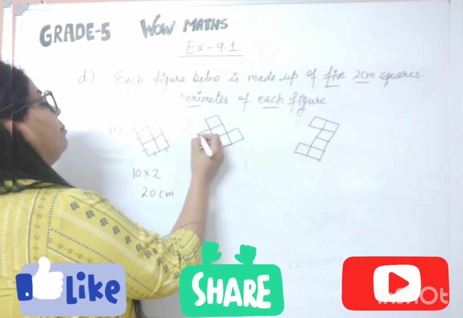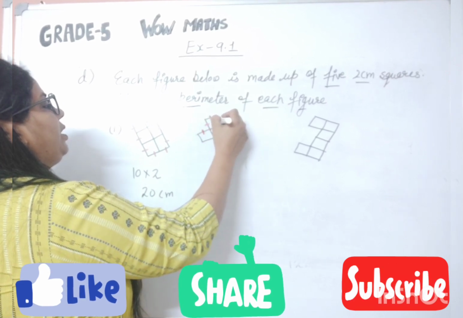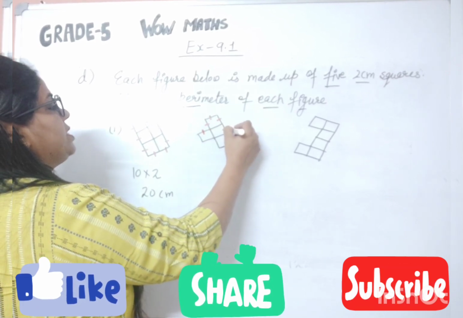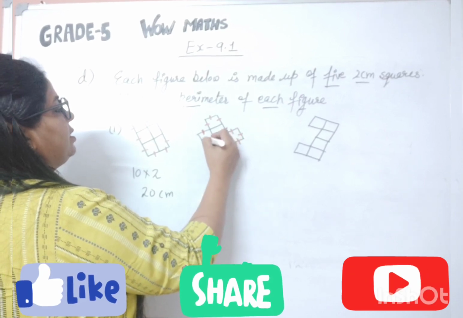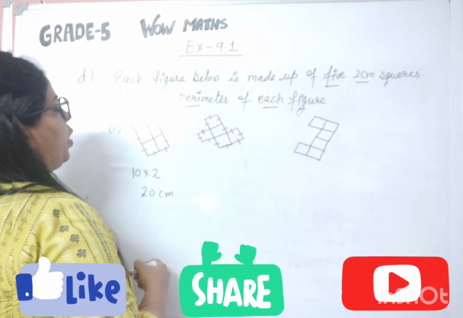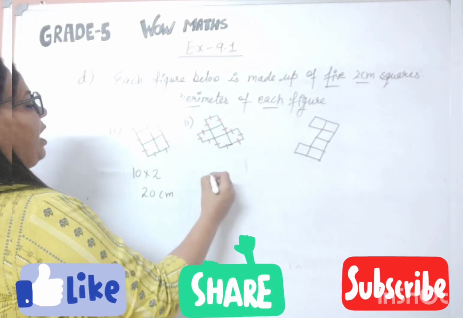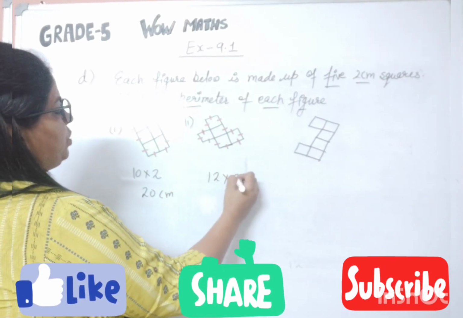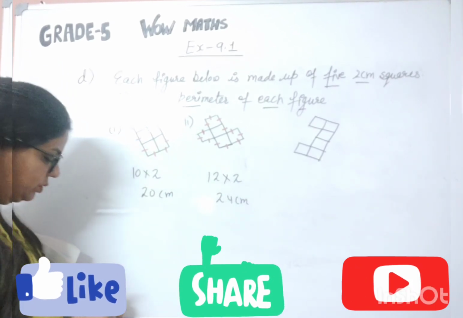In the same manner we will start calculating for the second one. So start marking it. So it's 1 2 3 4 5 6 7 8 9 10 11 12. So how many sides we have in the second figure? In the second figure we have total 12 sides into 2. So the perimeter of this irregular shape is 24 centimeter.